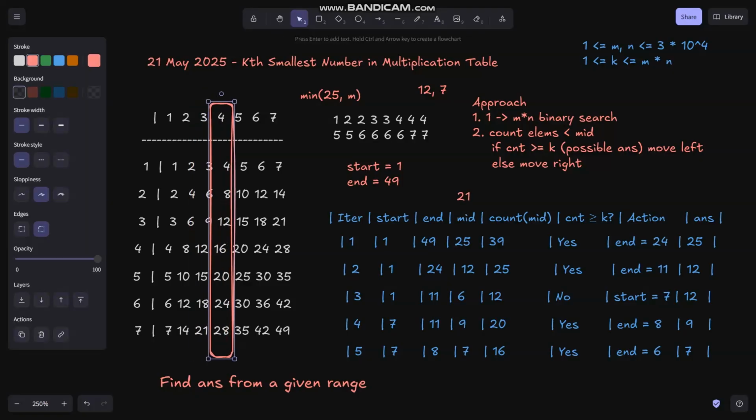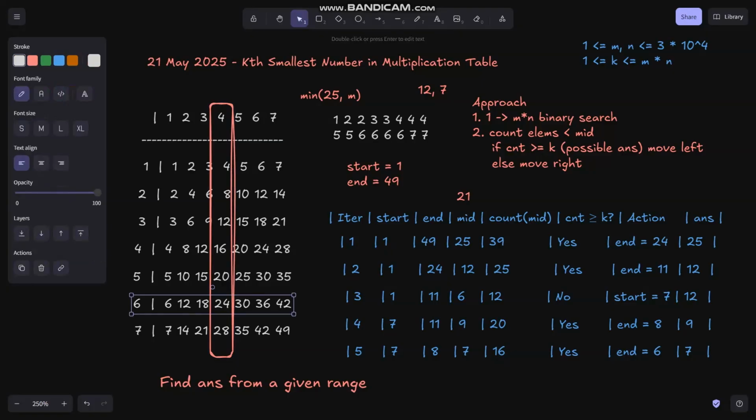Similarly, if you go forward, how many elements can be less than 25 in the table of 4? That would be 6, because if you go above 6 you get 28. And how did you determine 6? It is basically 25 divided by 4, that is 6, right? You floor down the value, you do not consider the floating points. So the answer is 6. Now 6 is already less than 7, so in this case we have to consider 6.